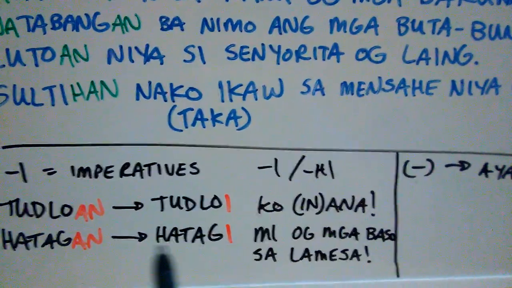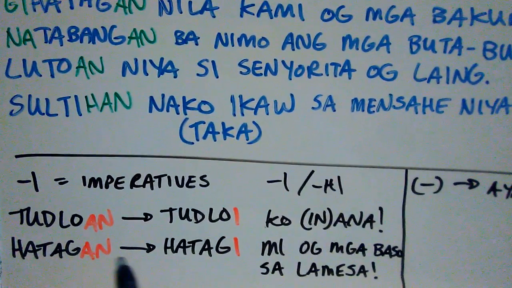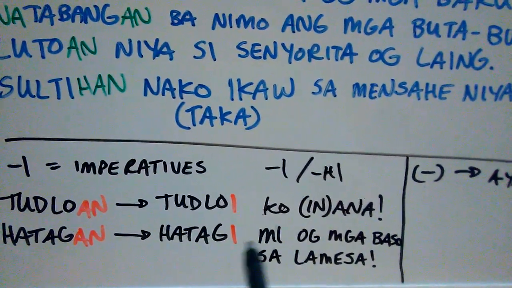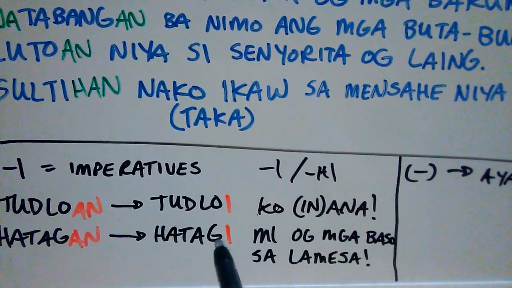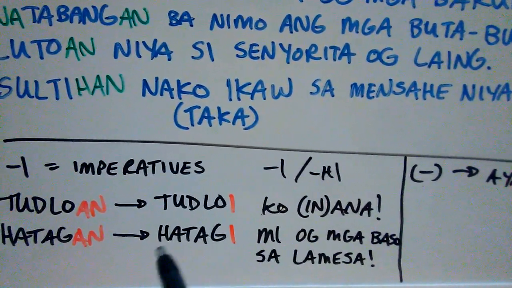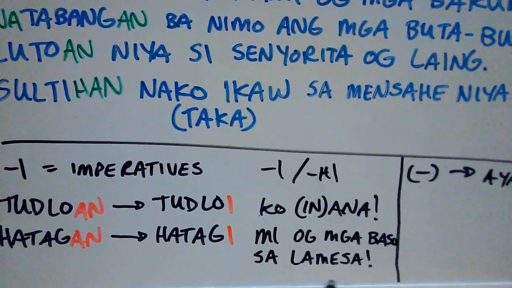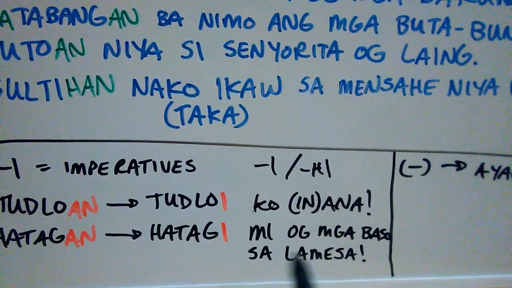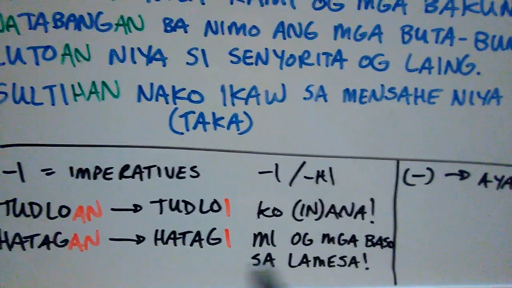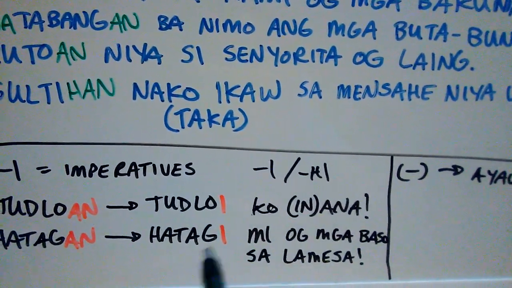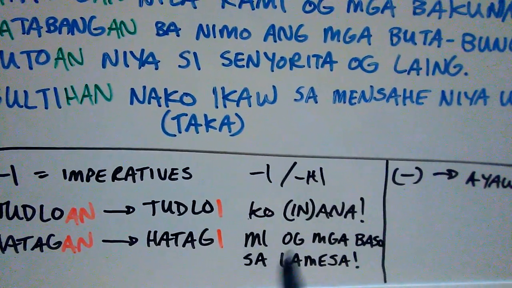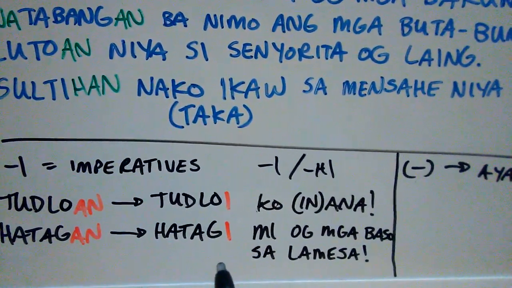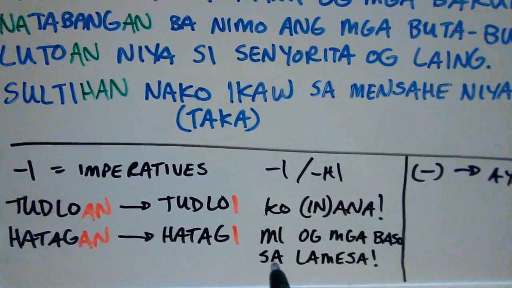Teach me that, right? Hatag, right? Changes from hatagan to hatagi, right? We don't need the consonant, because there's already a consonant there. Hatagi mi og mga baso sa lamesa. Give us the cups, the glasses, from the table, right? Hatagi mi og mga baso sa lamesa. And it's an imperative, so I'm telling you the command, right? The command is coming in.